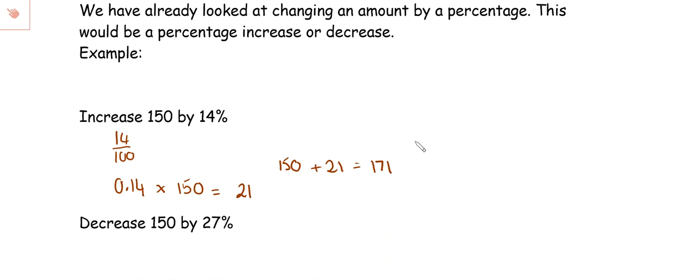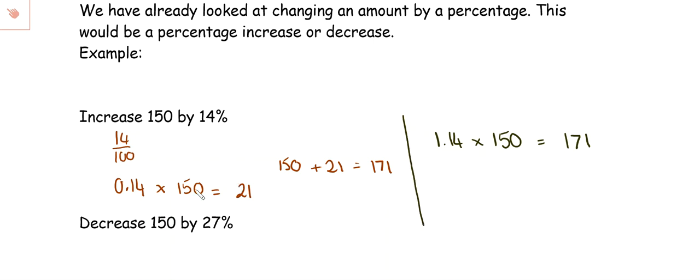Can anyone do it in a slightly different way, more efficient? Everyone forgotten it already? We go with Geo. 1.14 times 150, and if you do that, you get 171. Can we all just confirm that on our calculators, please?